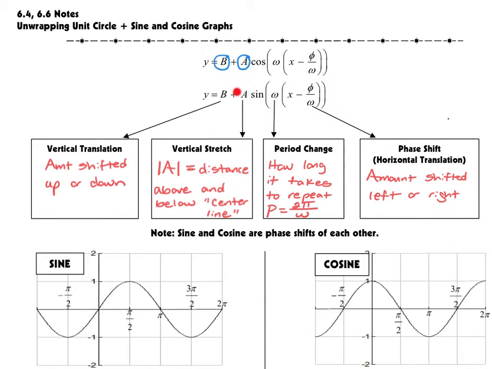Now, I am skipping over this plus right here. If these were minuses in front of these, it would create a reflection in the same way that we've done reflections over the x-axis on all of our other graphs that you've done up till this point.